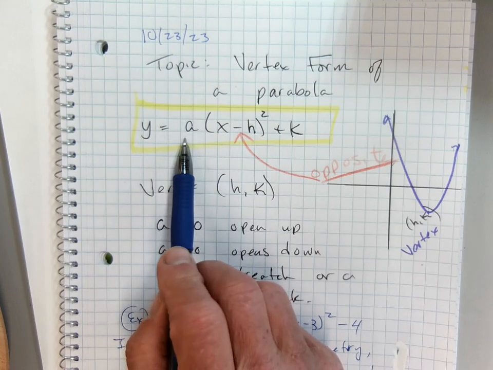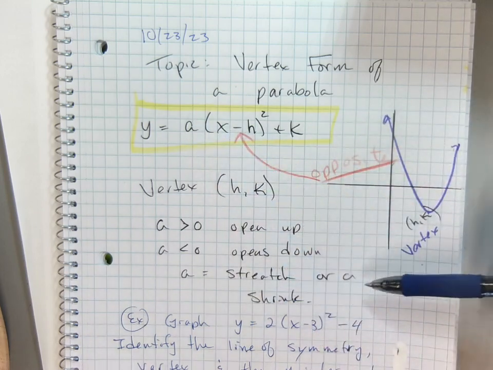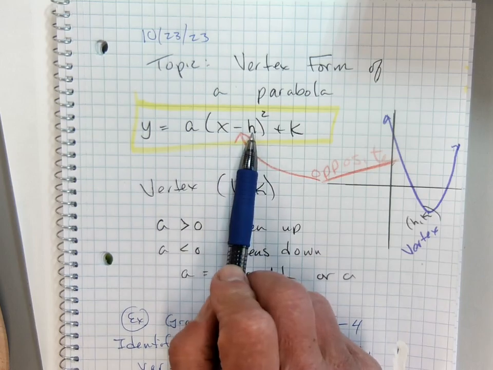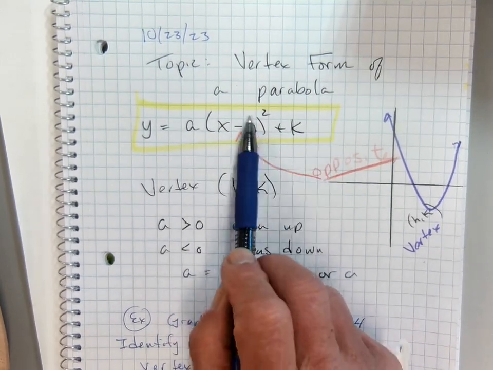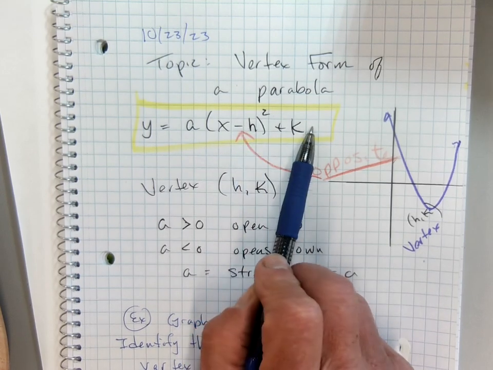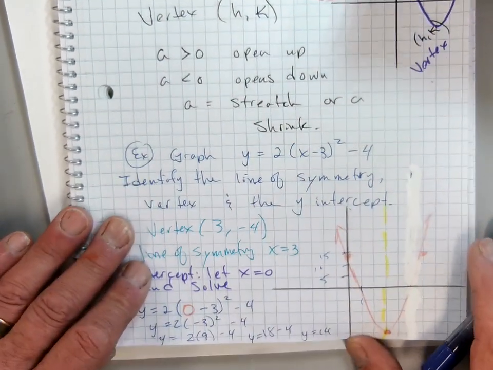A then tells us our stretch and our shrink, and we also know that if it's positive it opens up, and if A is negative it opens down. But the vertex in this form is h, k, this number, but always the opposite. So whatever numbers are here is the vertex. It's always the opposite inside and then that number, just like when we did our absolute values.